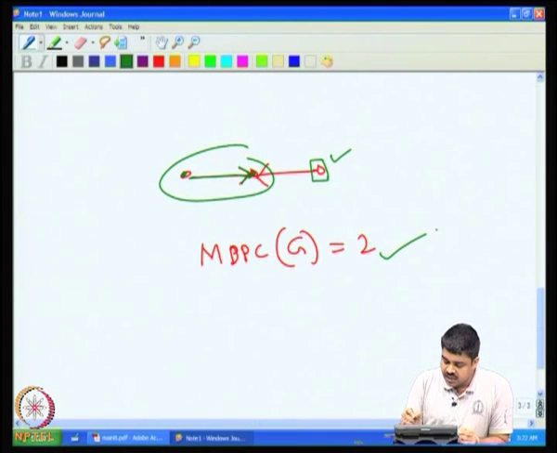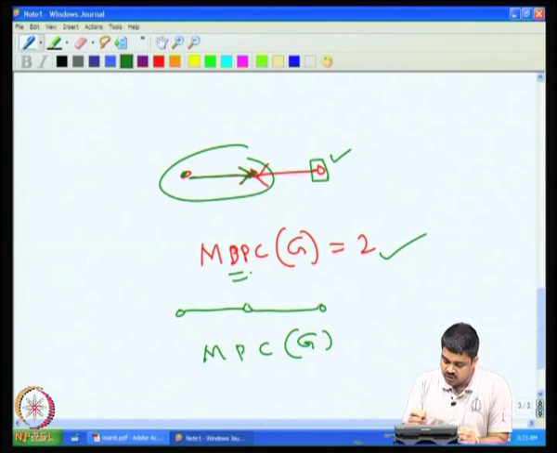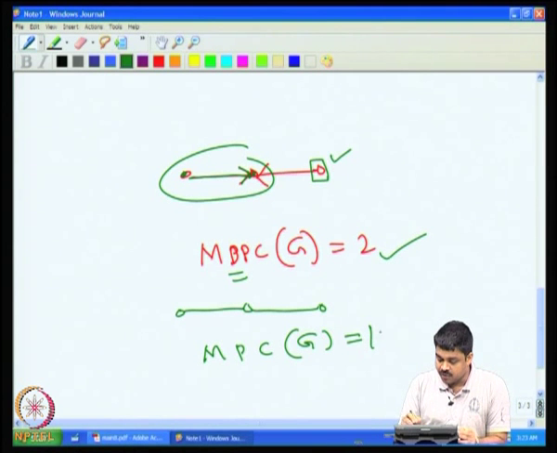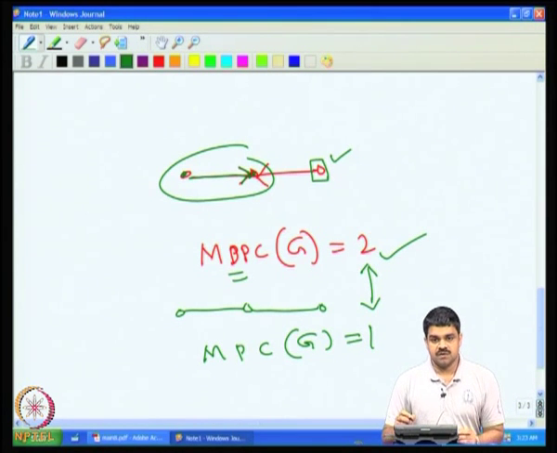But on the other hand, the underlying undirected graph will look like this, if you remove the directions on the edges. What will be the minimum path cover of G? That means D denotes the directed graph. So this is only 1. So it can be different in both cases. Of course, this is smaller because any directed path cover, when you remove the directions, will give you a path cover in the corresponding undirected graph. But the other way is not true. For instance, a path cover in the underlying undirected graph may not convert to a directed path cover.